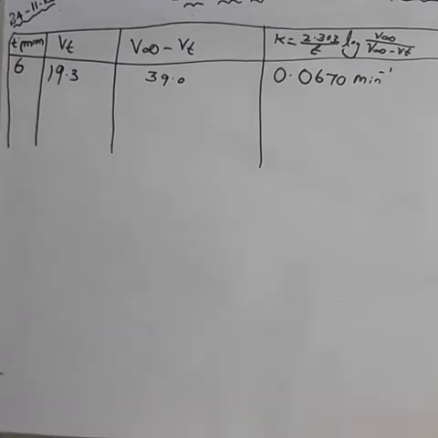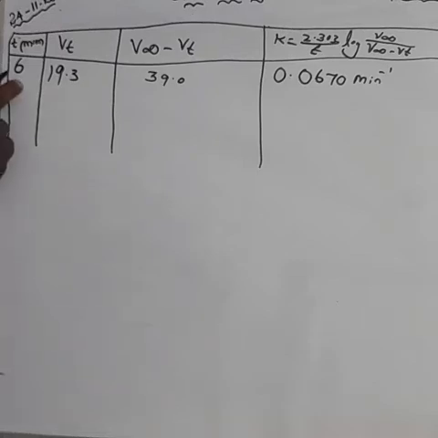For this problem, at time 6 minutes, we get the value of V infinity minus Vt is equal to 39.0. Anyhow, what is the value of K? That is first order kinetics. The value of rate constant K is equal to 0.0670 minutes inverse.